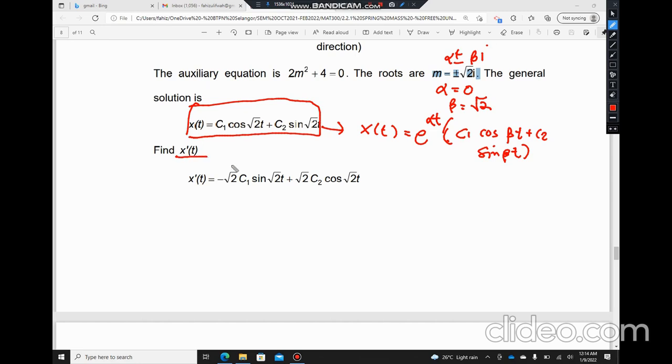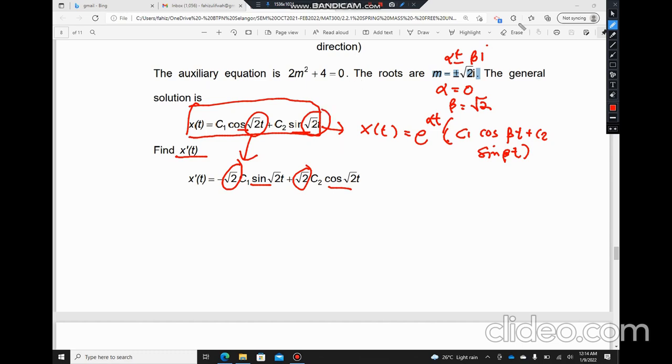So find x prime t. Okay, next kita kena cari x prime t. So sama juga awak differentiate cos dapat negative sin, tapi kena differentiate yang dalam ni. Okay, so dia ada kat depan ni lah. And then differentiate sin dapat cos. So dari mana square root 2 ni? Sebab kita differentiate square root 2t, so dapat square root 2.